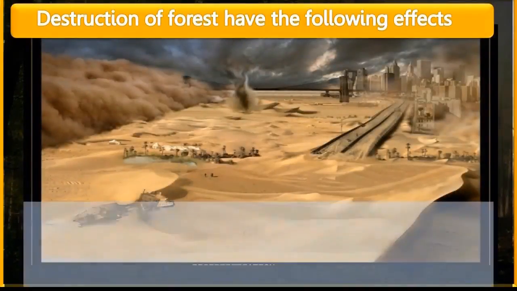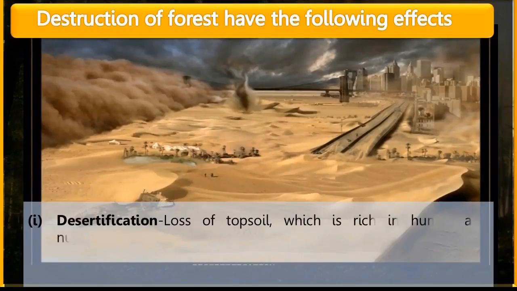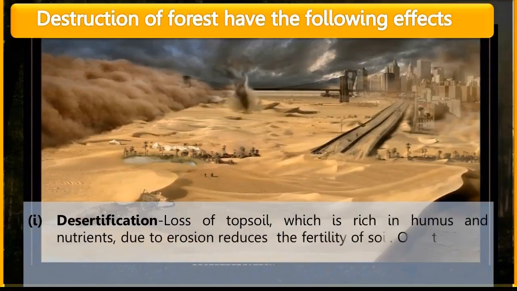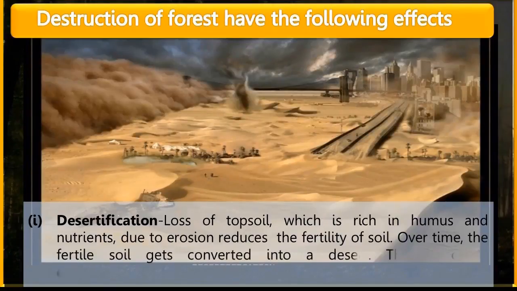Destruction of forests has the following effects. Number 1, roots of trees help in binding the soil particles together. Loss of topsoil, which is rich in humus and nutrients, due to erosion reduces the fertility of soil. Over time, the fertile soil gets converted into a desert. This is called desertification.